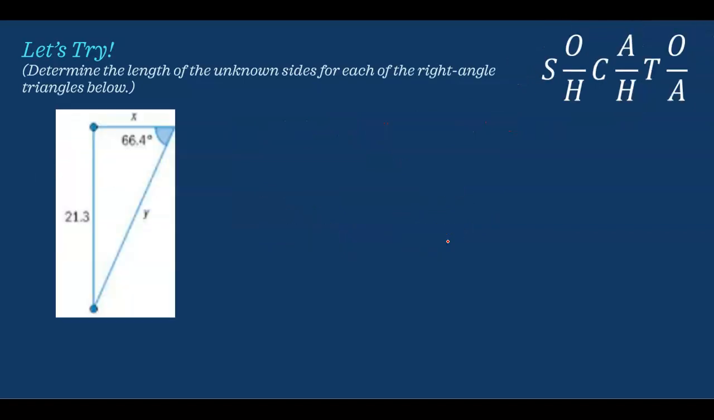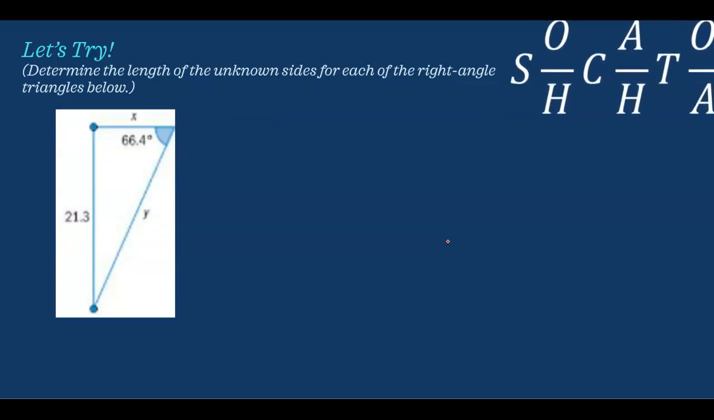Let's do one more example. So don't forget your trig ratios. You should have it written down somewhere when you're doing these type of problems, or just memorize SOHCAHTOA. So we want to find x and y. Once again, we cannot use the Pythagorean theorem because we're only given one side.